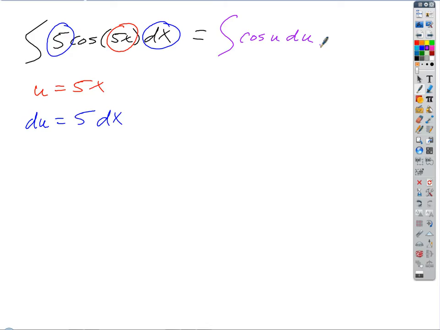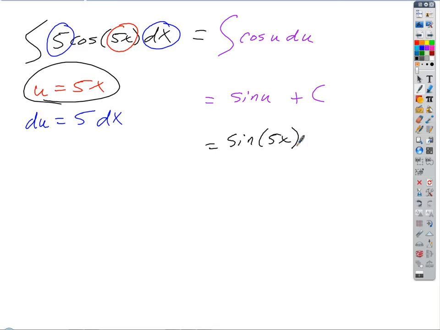Sine u, plus c. So all we have to do then is just reverse our substitution. Well, what's u? 5x. So what's our answer? Sine 5x. Done.